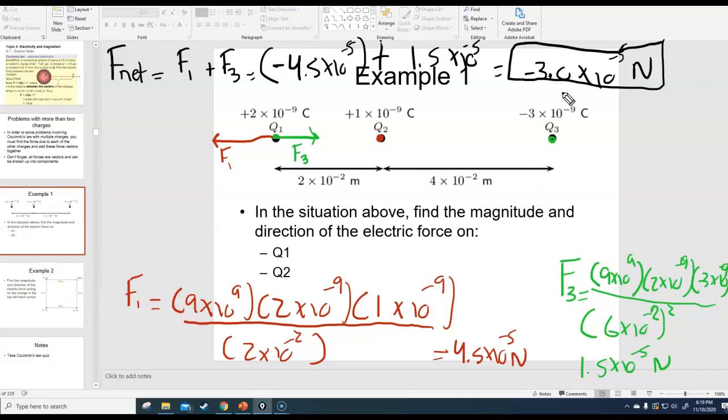And I'm not going to do it for Q2 because I want to move on to example 2, but you would do it in the exact same way. You would use Coulomb's law to find the force between Q1 and Q2. You would use Coulomb's law to find the force between Q2 and Q3, and then you would add those two vectors together. Okay, so pause it there if you need to look at that some more.